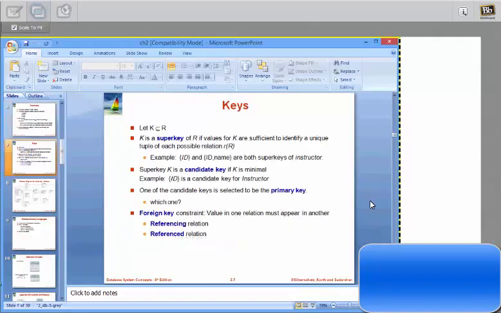Now chapter 2, slide number 7 is related with keys. So just go through all these keys, okay? Primary key, candidate key, and super key, okay? These are all 3 things. Now Mashal has a question about foreign key constraints, okay? Referencing relation and referenced relation. Yes, because the concept will be the same.